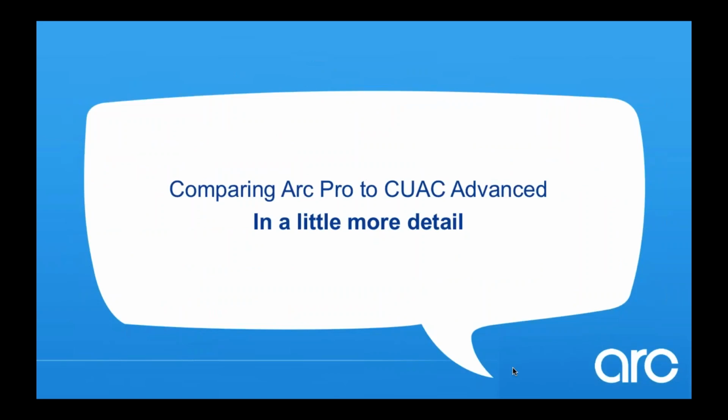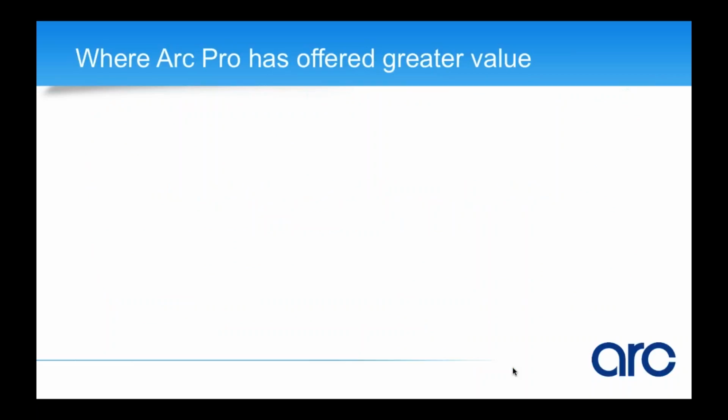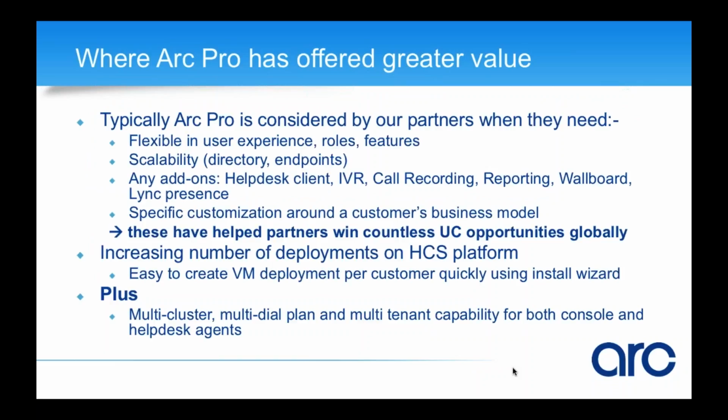So how do you decide which products to sell and which products fit best? Well, we've tried to do a little bit of a comparison, and we've tried to look at where Arc Pro has been valued by partners, and I think some of this may be obvious. We've talked about flexibility, we've talked about scalability. The add-ons, I would say, are probably the most significant beyond that, the ability to plug in different capabilities such as the reporting. There is reporting within Cisco Unified Attendant Console Advanced product. There are 8 standard reports into the product.